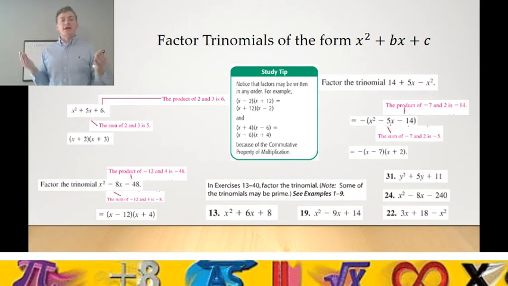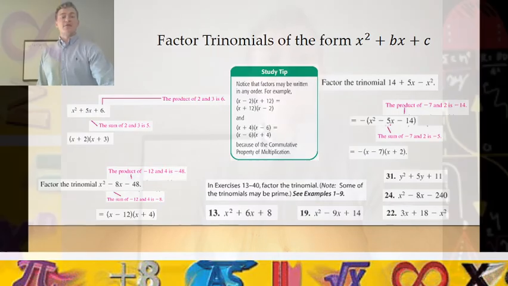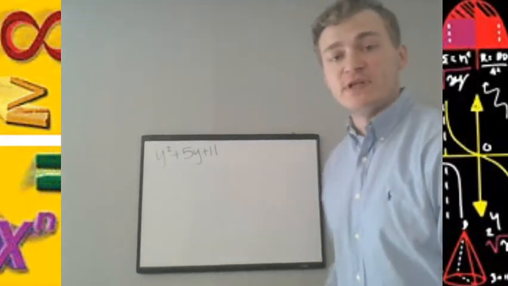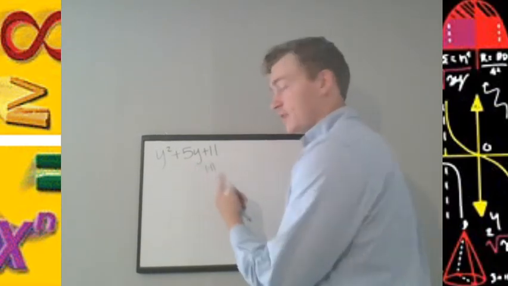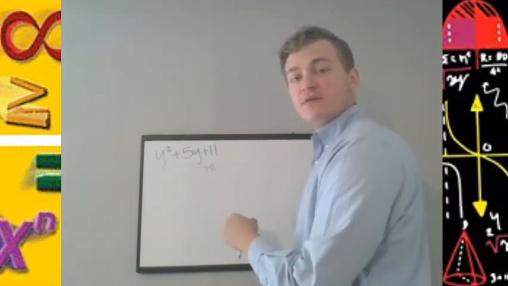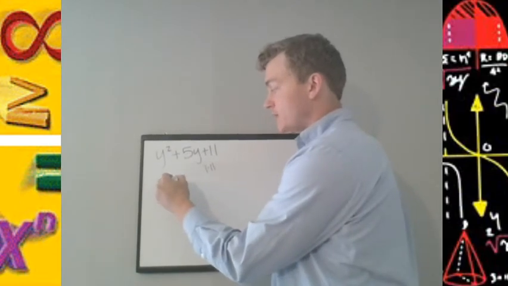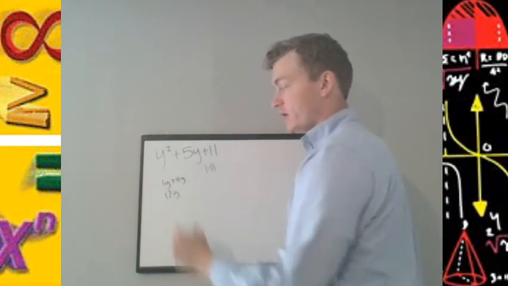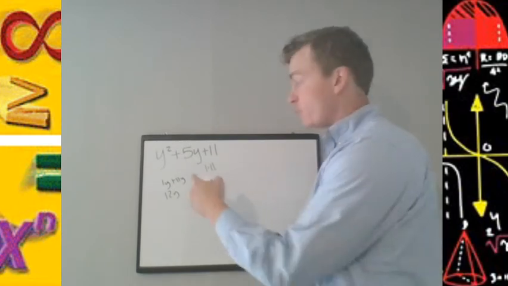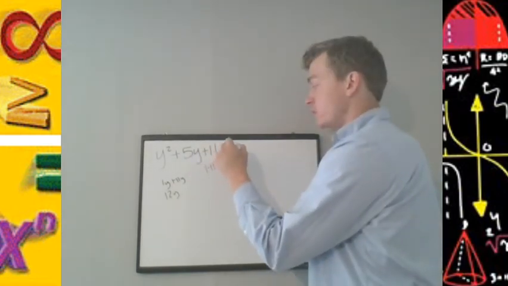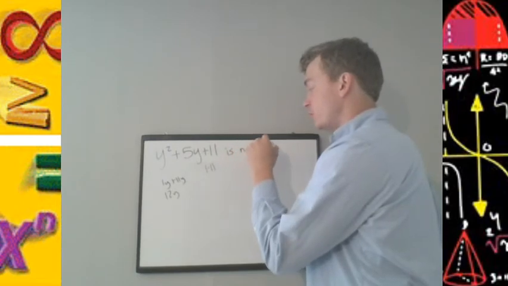However, a negative 1 and a negative 11 will combine to give us a negative, and here we combine to get a positive. Well, what about 1 and 11? 1 times 11 is 11. 1 combined with 11 is 12. That is not 5. Because 11 is prime and it only has those factors 1 times 11, these are the only positive factors that will give us 11. And we see here that 1y plus 11y is 12y. That's not 5y. Therefore, this trinomial is not factorable.